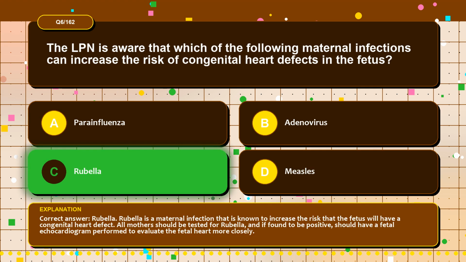Rubella is a maternal infection that is known to increase the risk that the fetus will have a congenital heart defect. All mothers should be tested for rubella, and if found to be positive, should have a fetal echocardiogram performed to evaluate the fetal heart more closely.